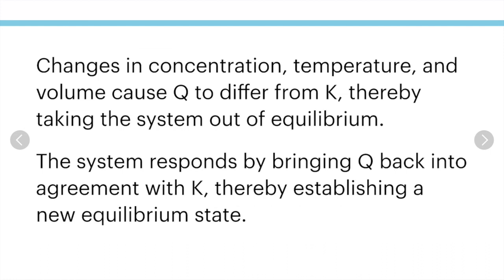So, how does this apply to Le Chatelier's principle? Well, the changes that we're talking about before, changes in concentration, temperature, and volume, these cause Q to differ from K, thereby taking the system out of equilibrium. The system responds by bringing Q back into agreement with K, thereby establishing a new equilibrium state. And this here, bringing Q back into agreement with K, this is the same as counteracting the change in the definition of Le Chatelier's principle.